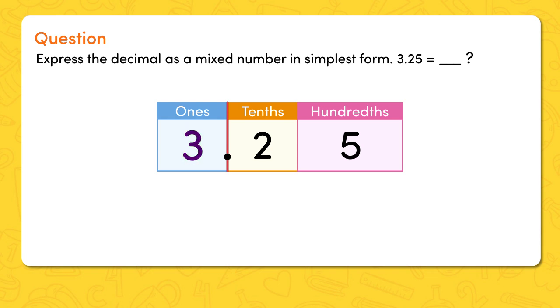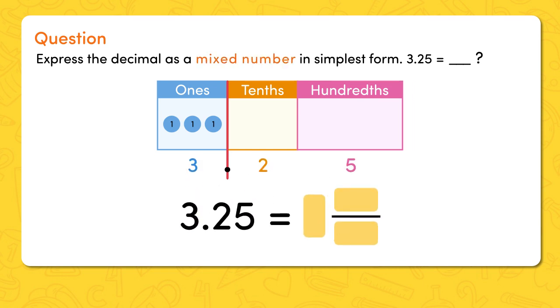The digit 3 is just before the dot. It represents 3 ones, or 3 wholes. Remember, a mixed number comprises of a whole number and a fraction. So we can write the whole number 3 here.